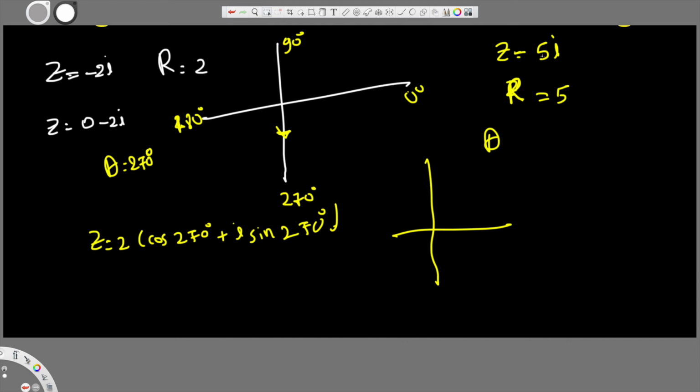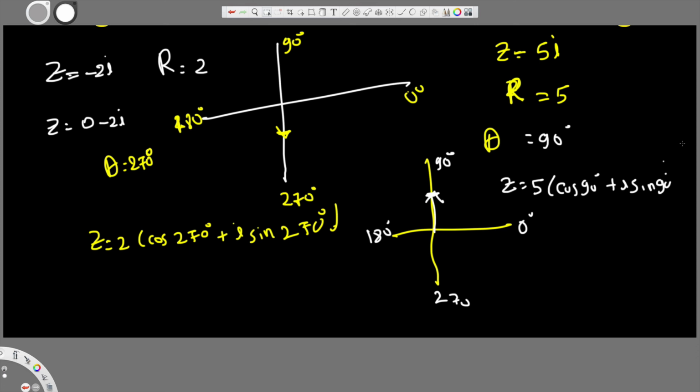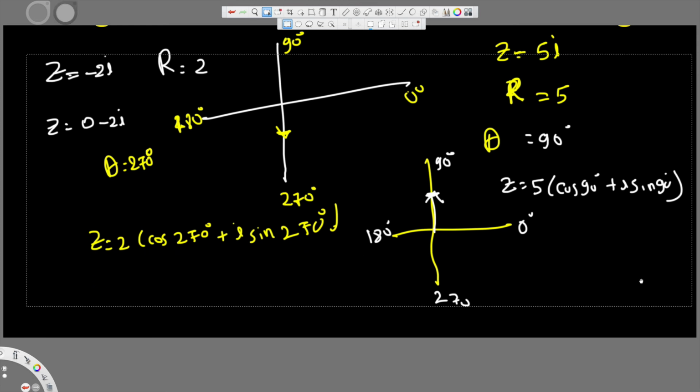Okay, now it's a positive 5i, so the imaginary number is going to be on the y-axis, so positive 5i is somewhere here. So the angle it takes is 90 degree. If it's here it's 0, if it's here 90, if it's here 180, if it's here 270, so it's going to be 90 degree. So theta is equal to 90 degree, and in the polar form we write the given number like z is equal to r, that is 5, cosine theta, cosine 90 degree, plus i sine theta, sine 90 degree. Okay, now we have seen all the ways of converting a complex number from rectangular form to polar form.